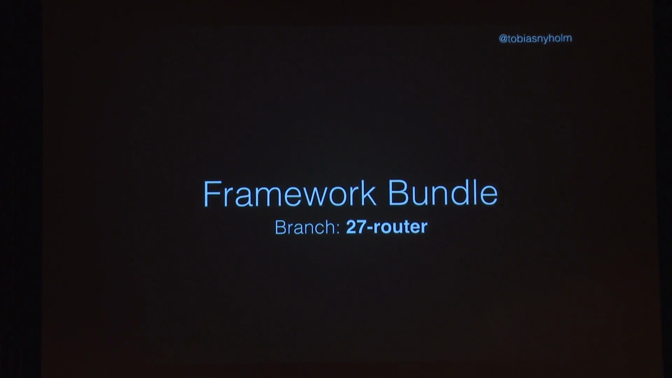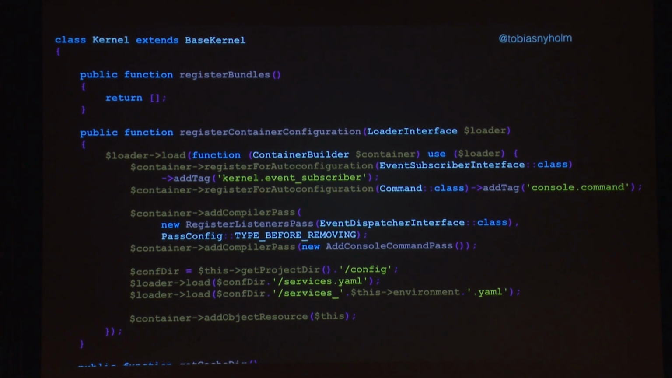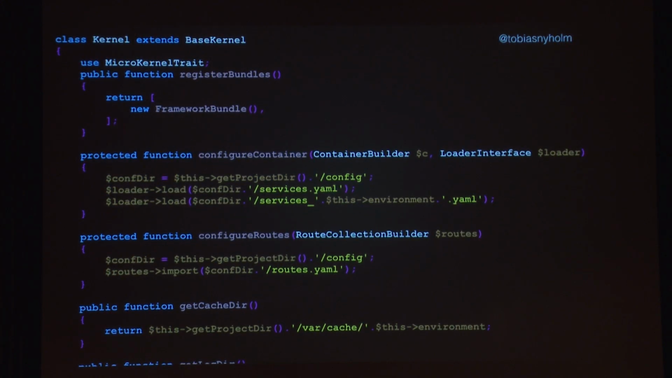The next exercise is the framework bundle. It's basically a way for the framework bundle to register and do a lot of stuff for us, so everything is way more convenient. I mean, we had this kernel before where we registered everything. It looks a little bit like a mess. In the framework bundle, there's actually a microkernel trait, which did all this. It hides all this complexity. So we have only two functions here: you configure your routes and configure your container. We hid all this complexity in the microkernel trait.